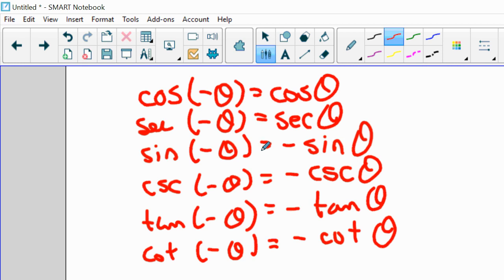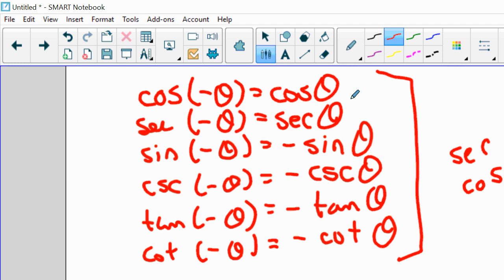These are part of your formulas. These you need to know. For these 3, all I say is sec and cos even, and then I actually know all 6 of them. But then you have to know that even means poof, and odd means rip it out.